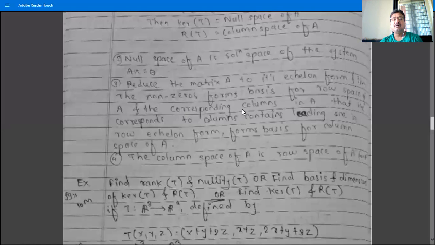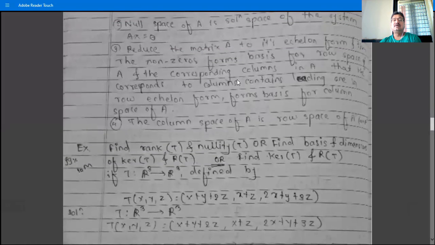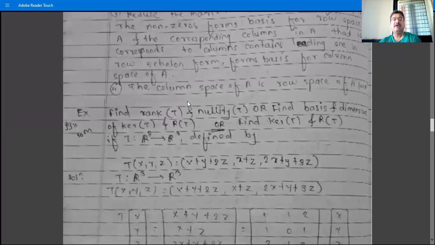Already we have solved such a type of example, that is, find the basis and dimension of null space of the matrix A, find the basis and dimension of row space of the matrix A, find the basis and dimension of column space of matrix A. So we know how we can find the basis for a row space, column space, null space of any matrix.